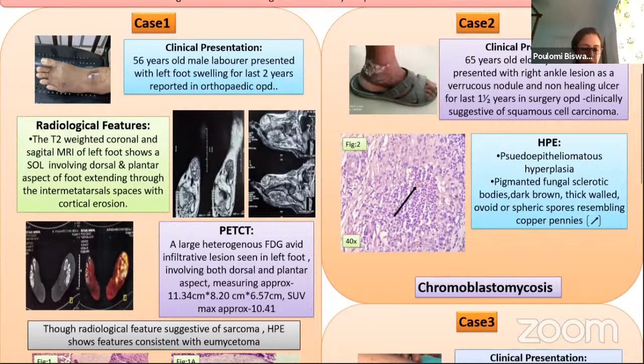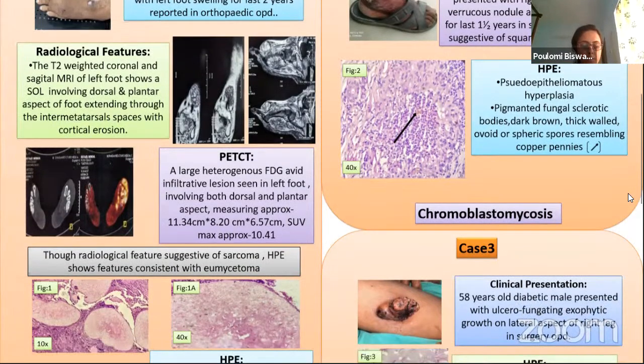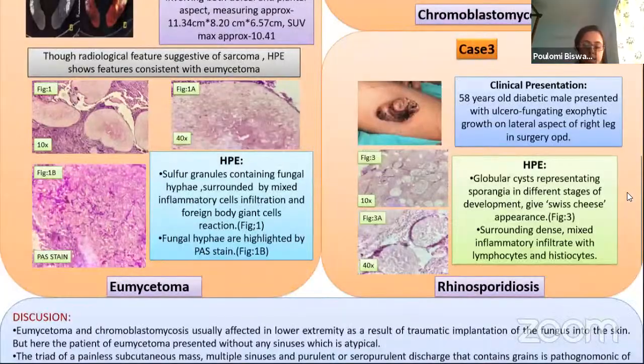His PET CT shows a large heterogeneous FDG-avid infiltrative lesion seen in the left foot involving both dorsal and plantar aspects. His histopathology shows sulfur granules containing fungal hyphae surrounded by mixed inflammatory cell infiltration and foreign body giant cell reaction. Fungal hyphae are highlighted by PAS stain. Figure 1b, we can show this. Though radiological features were suggestive of sarcoma, histopathology shows features consistent with mycetoma.